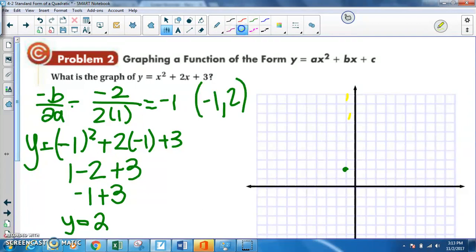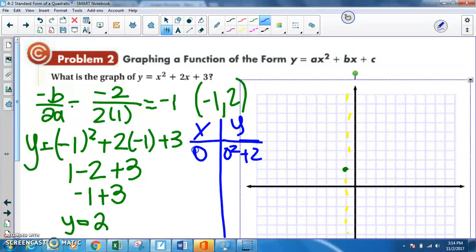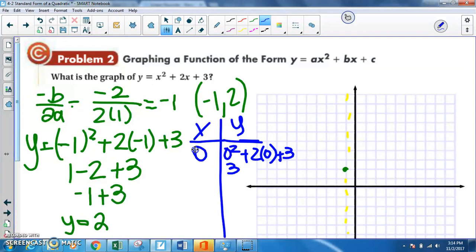Draw your axis of symmetry. And I'm now going to make a table of values. The x value that is next to my axis of symmetry is 0. I plug in 0. 0 squared plus 2 times 0 plus 3 is 3. So 0, 3. Then the next value is 1.